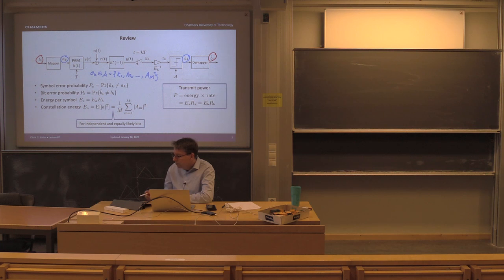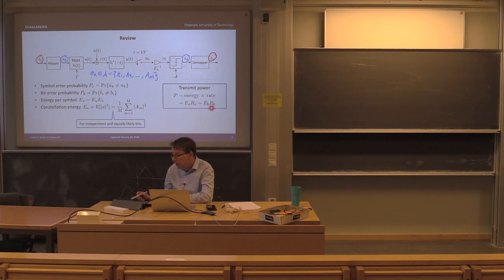Okay, now this symbol energy turns out to be crucial when we calculate the symbol error probability. And it's related to the transmit power, P, through the general rule that power is equal to energy times rate. So we can calculate the transmit power as the product of the symbol energy and the symbol rate, or the bit energy and the bit rate.